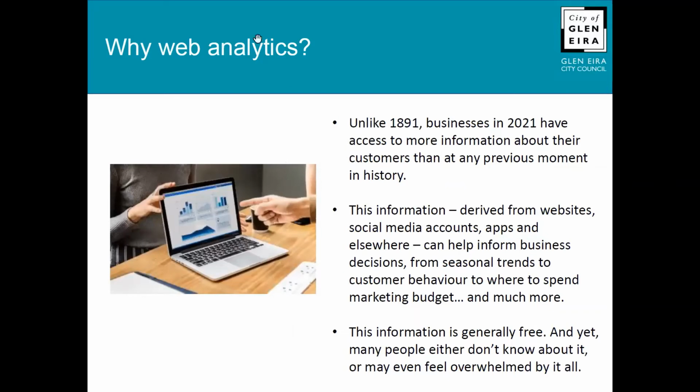Why are web analytics important? Unlike 1891, businesses in 2021 have access to more information about their customers than at any previous moment in history. This customer information is derived from websites, social media accounts, apps, and many other sources. The info can help inform business decisions, from seasonal trends to customer behaviour, even decisions about where to spend marketing budget, and much more. Nonetheless, even though this information is generally free, many people either don't know about it or may even feel overwhelmed by it all.